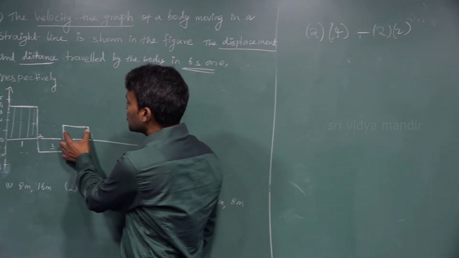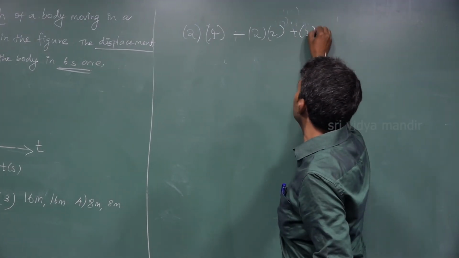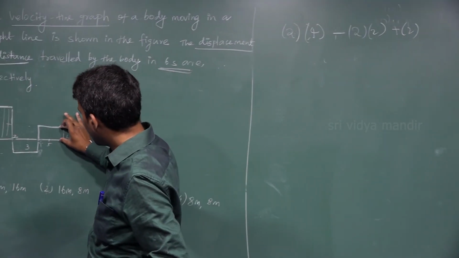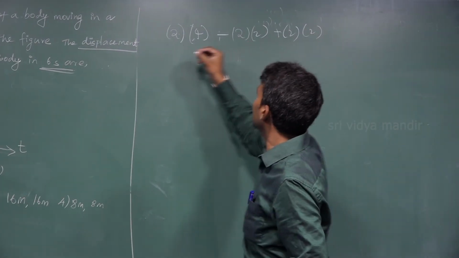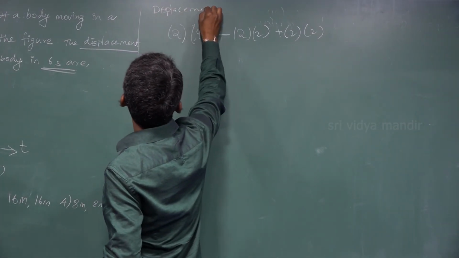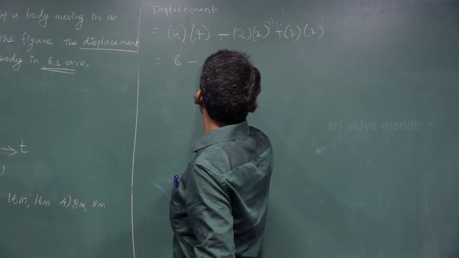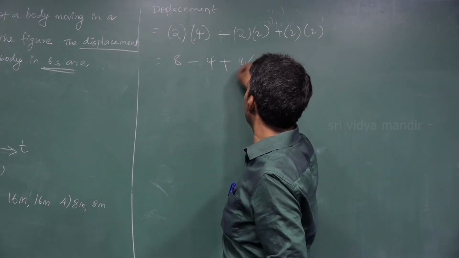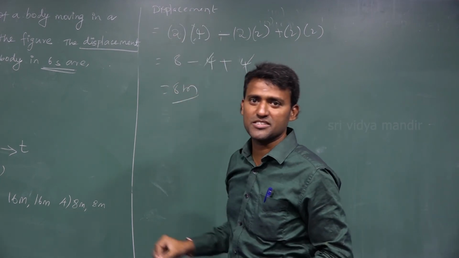Next one is on the positive side. The length is 6 minus 4, which is 2, and the breadth on this side is 2 minus 0, that is 2. So displacement is equal to 8 minus 4 plus 4. The terms cancel, and you get 8 meters. Displacement is 8 meters. Now distance.